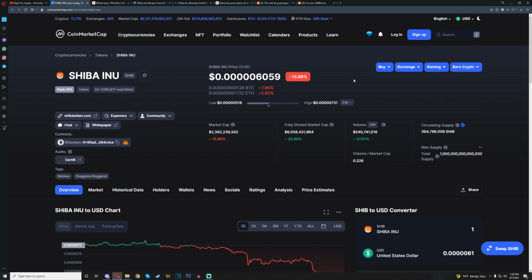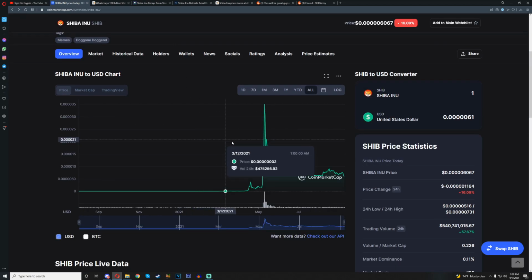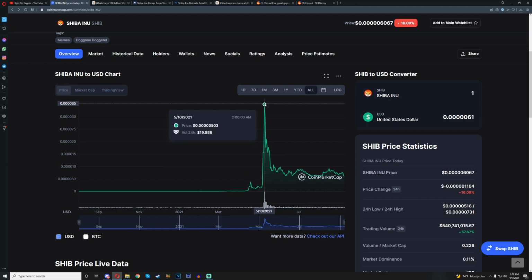As you can see, the volume in the last 24 hours is up by almost 60%. The overall market cap is down by 15%, which means that also Shiba Inu price is down by almost 16%. Looking at the chart, we can see that everything is looking green, and after the first spike and the highest peak for Shiba Inu coin, everything is going down, but we can expect some big spike very soon.